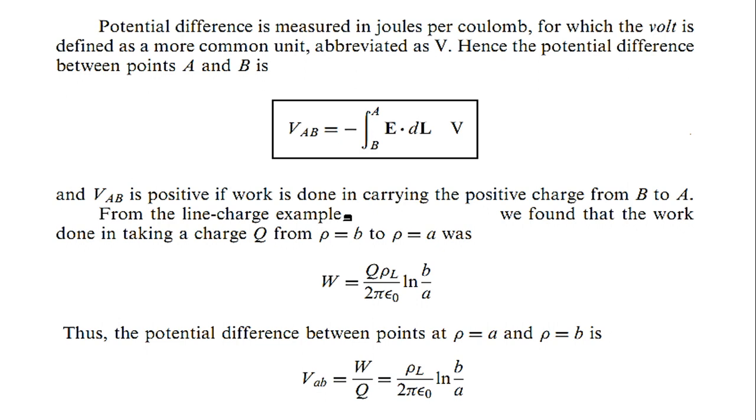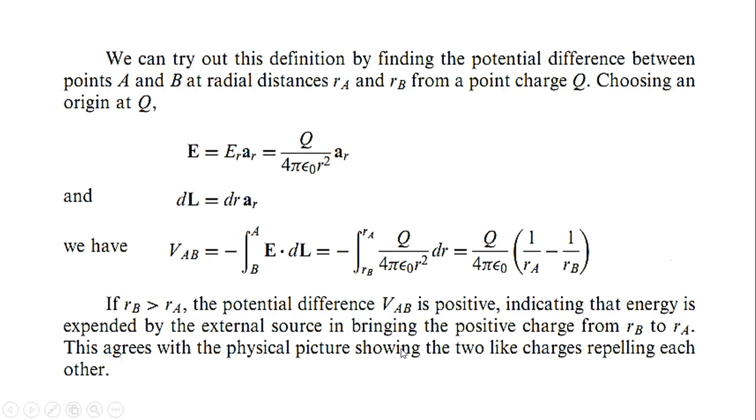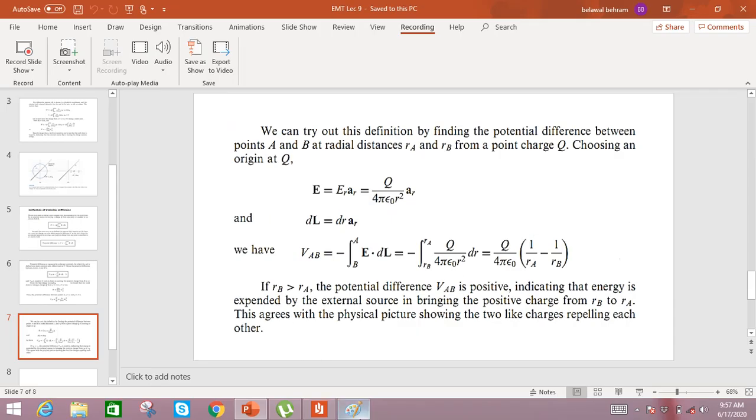Now if we take a point charge, we can try out this definition by finding the potential difference between points A and B at radial distances RA and RB from point charge Q. What does it mean? Until now we were talking about a line charge. We had selected an infinite line charge. Now we are selecting a point charge. So how will we solve this example?